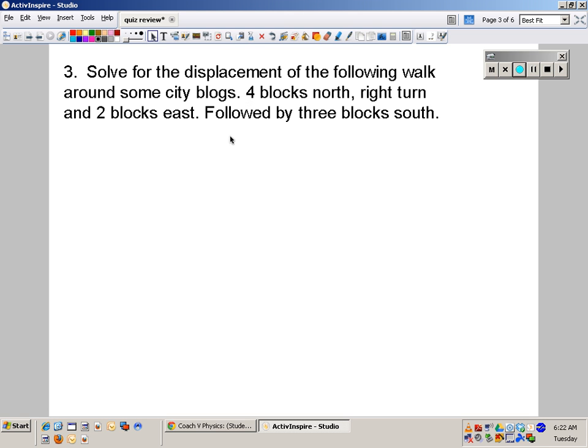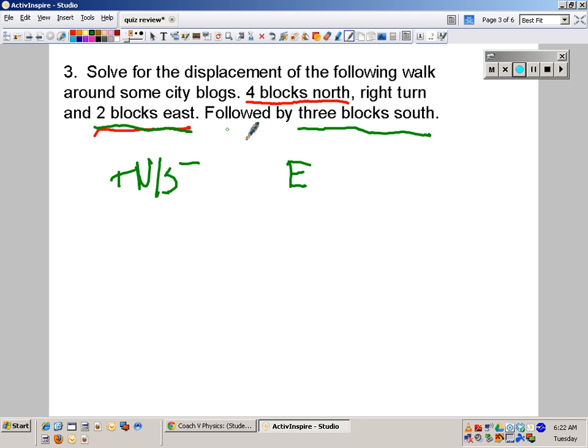Solve for displacement of the following walk around some city blocks. Let's look at what we have here. We have north, and I'll do it in a different color, east, east, and then 3 blocks south. So we have a north and a south, call this positive and negative. And we have an east and a west, positive, negative. So this is 2-dimensional.